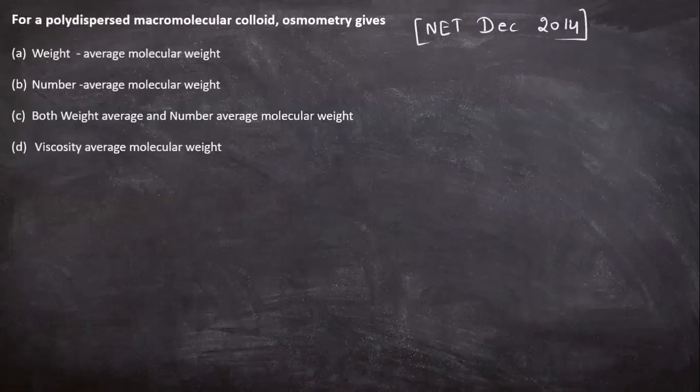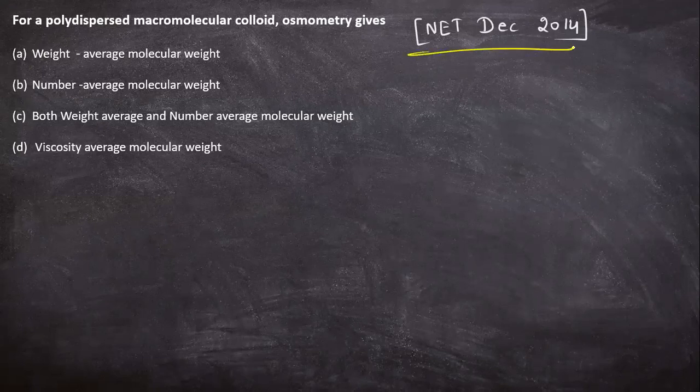For a polydispersed macromolecular colloid, osmometry is used. Again they have asked the same question. It was asked in December 2014. Osmometry is the method of determination of number average molecular weight.